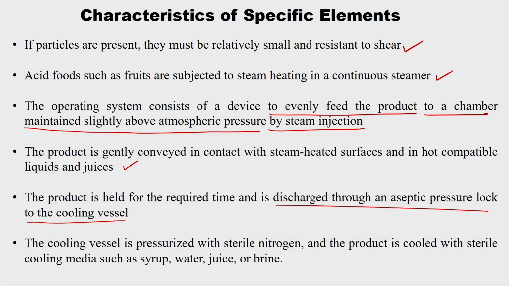So, how the pressure lock mechanism helps the transfer of product from the hot side to the cool side, and the cooling vessel is pressurized with sterile nitrogen. We have already told it should be done in a proper sterile environment, and the product is cooled with sterile cooling media such as syrup, water, juice, brine. So, if it is a regeneration section, it may be cold syrup or water or juice as well. So, it will heat the cooling media and it will cool the sterile product.